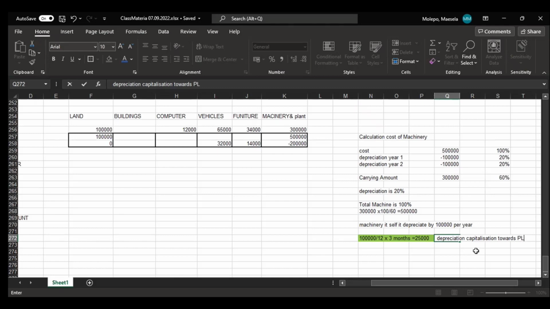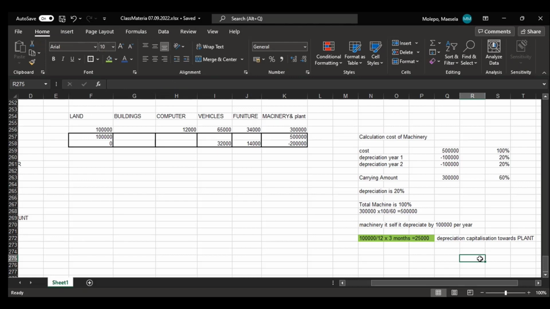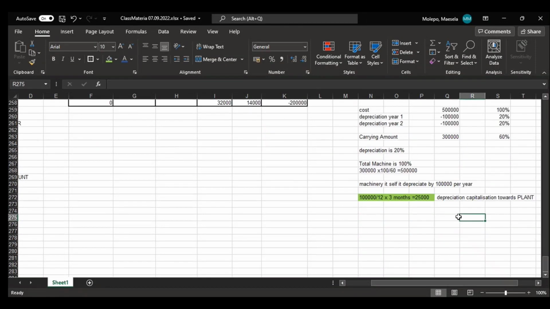Depreciation capitalized towards plant. We still fine? No one must get lost here. Okay. Okay meaning you don't want to get lost, or okay meaning you are fine? I don't want to get lost. Okay, all right. So it means you must concentrate perfectly so that you don't get lost. So far, you're still on track.